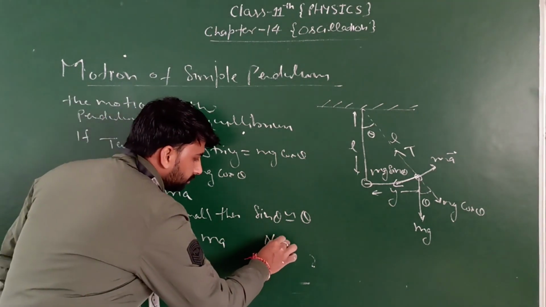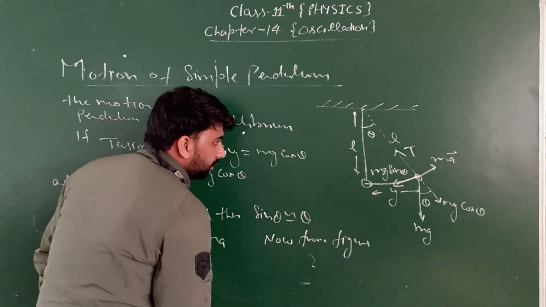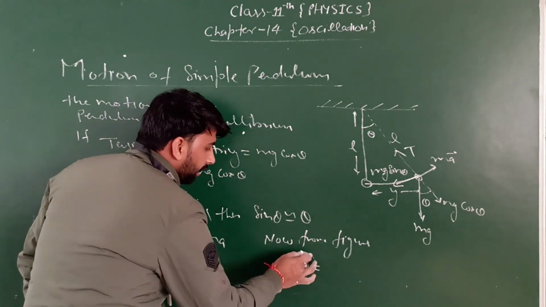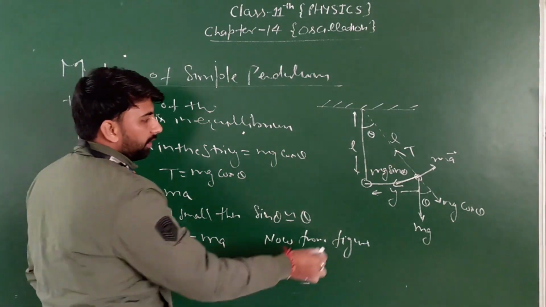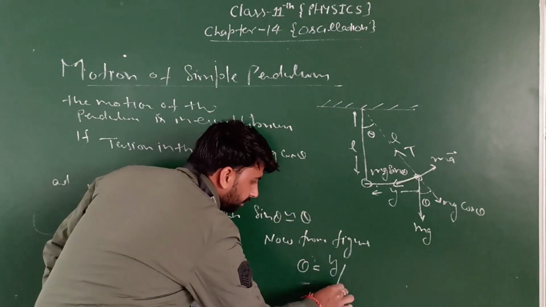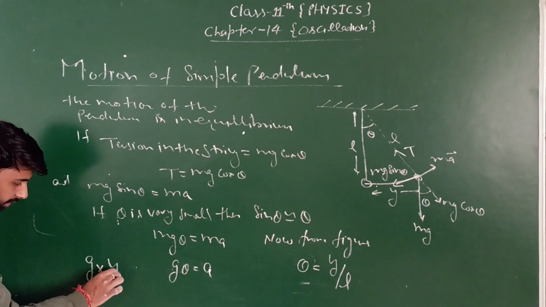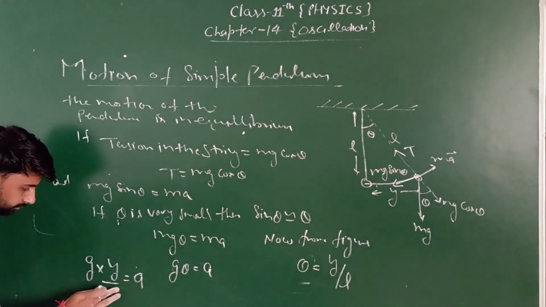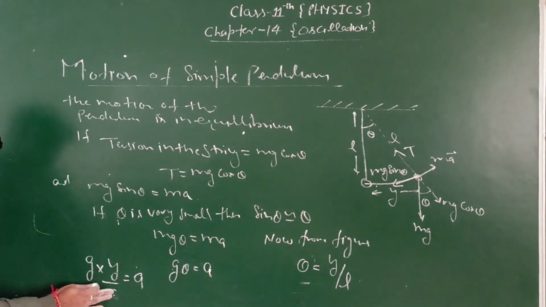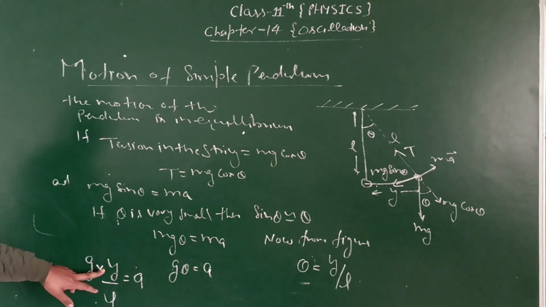Now from the figure, theta is the angle, and angle is equal to arc upon radius, where arc is y and radius is l. So theta is equal to y by l. Now g into theta, y by l, is equal to a, where g is acceleration due to gravity, y is the displacement of the bob from the mean position, l is the length of the string, and a is the acceleration.